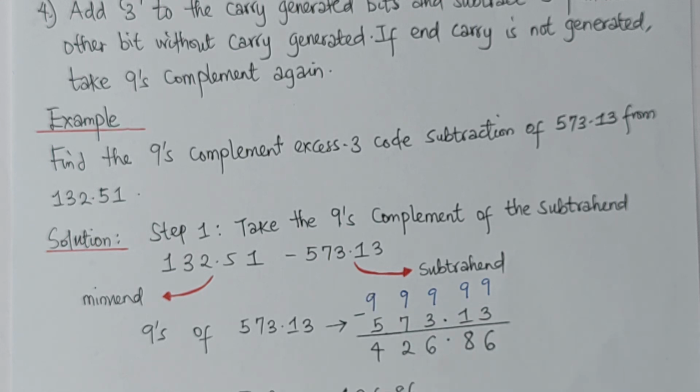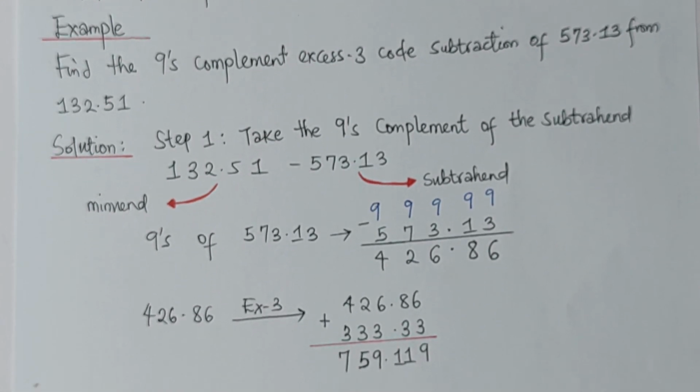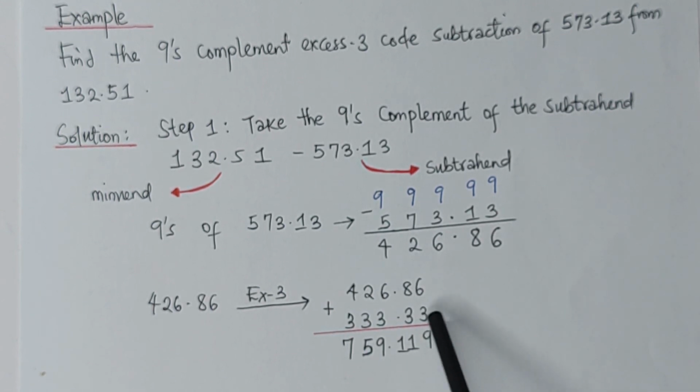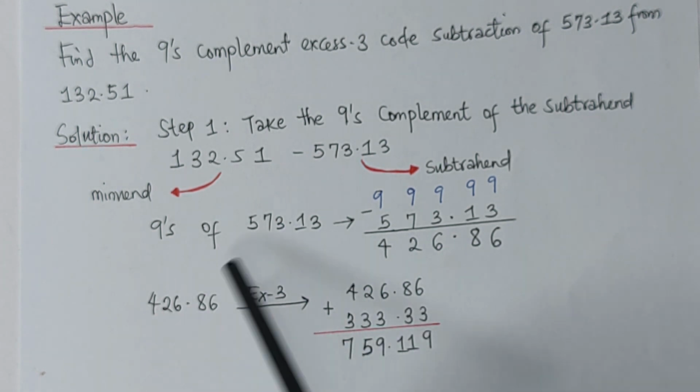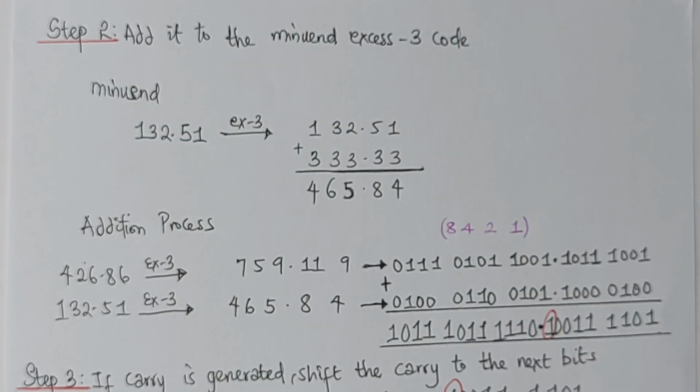Having gotten this, step 2 says that we find the Excess-3 of the value we've gotten from the 9's complement of the subtrahend. So I'm going to add 3 to each of those digits. It gives me 4 plus 3, 7, 2 plus 3, 5, 6 plus 3, 9, 8 plus 3, 11, 6 plus 3, 9. So we've gotten the Excess-3 of the 9's complement of the subtrahend. Let's proceed with the second step.